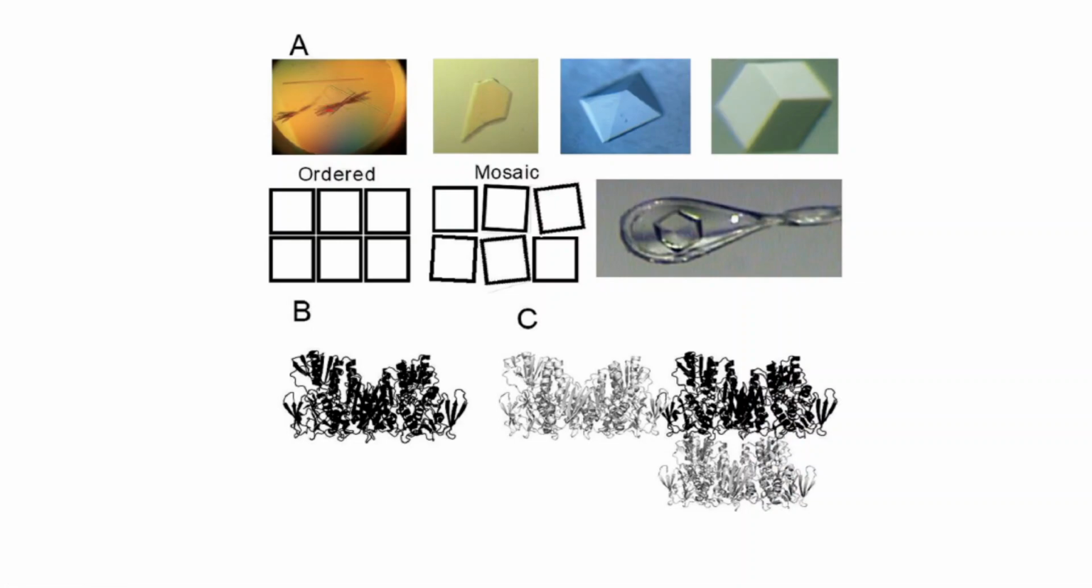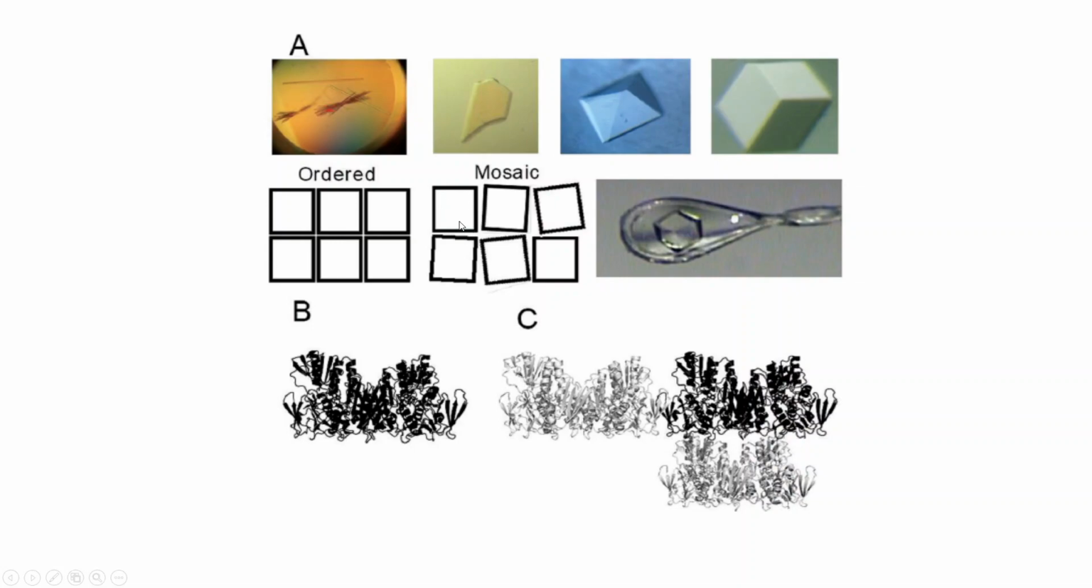So if you have an ordered crystal, you get constructive interference. Imagine all of your protein molecules are scattering X-rays in exactly the same way. So if they are in phase, the scattered waves are in phase, you're going to see constructive interference and better signal. Now, sometimes you'll see what are called mosaic crystals.